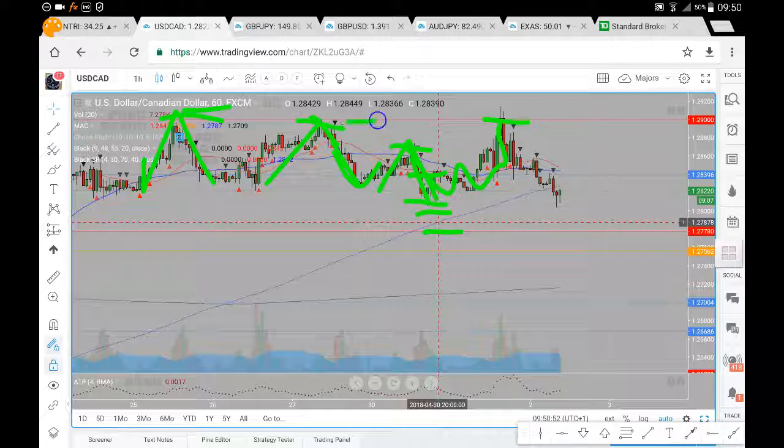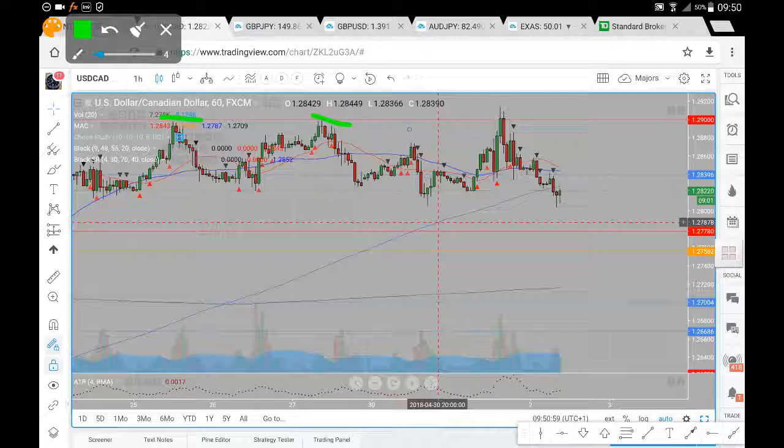So we've had three tests of the 129, and again we've had a failure and seen sell side momentum come into the market. So there seems to be a lot of bearish momentum in around this area, or the bulls are taking profit, whatever the case may be. And there seems to be a lot of selling in around that 129 level.